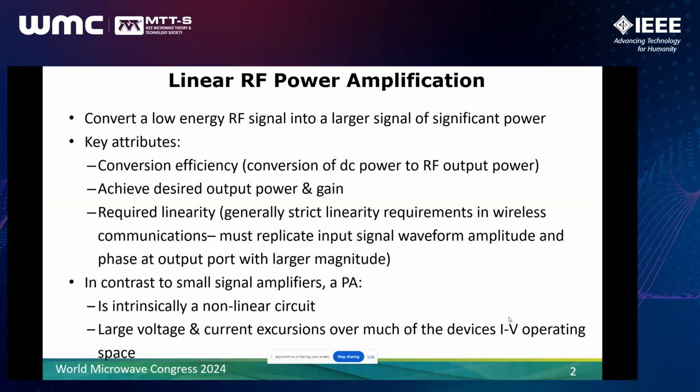So fundamentally, in a linear RFPA, the objective is really to convert a low energy RF signal into a larger one of significant power. So we have an RF input signal going into the PA, a power supply, and our objective is to create a large signal at the output of the amplifier. Some of the niceties are that we'd like the conversion efficiency to be high, so we'd like to convert as much of that battery power or line power to power at the output of the amplifier. Of course, we need to achieve the desired output power and gain.